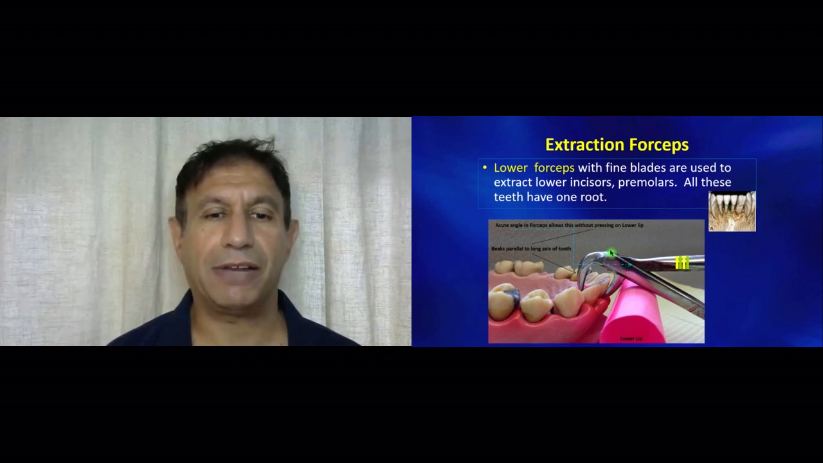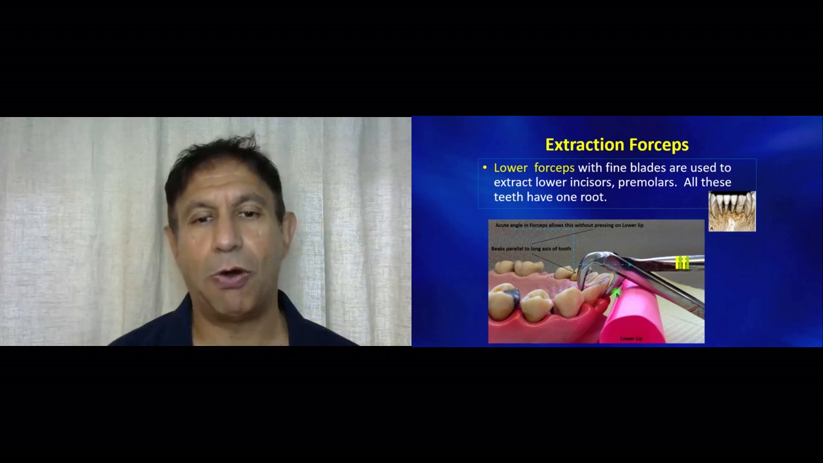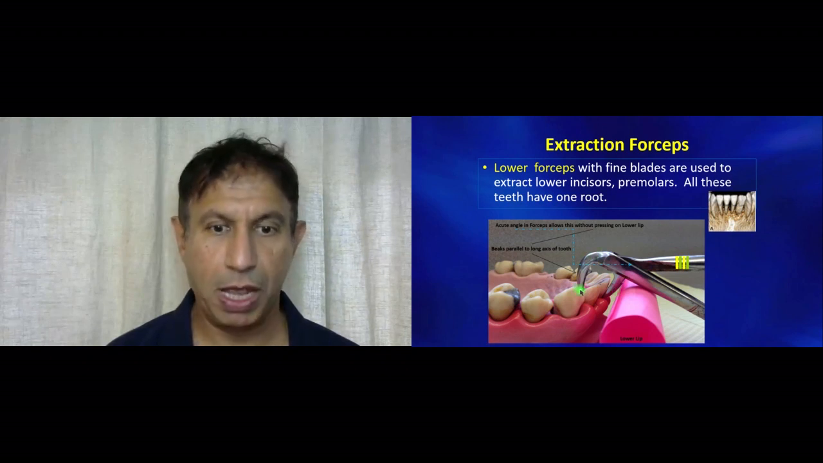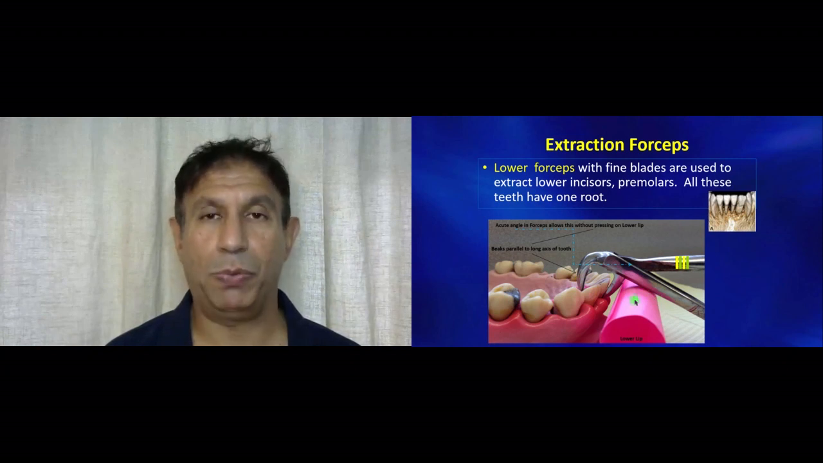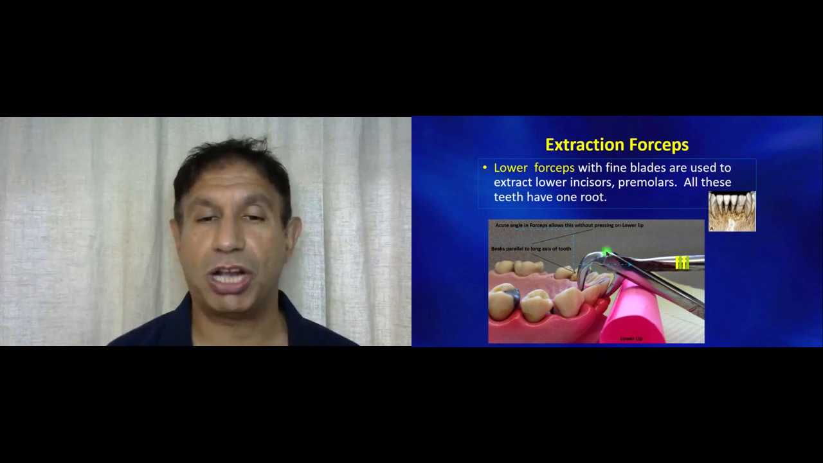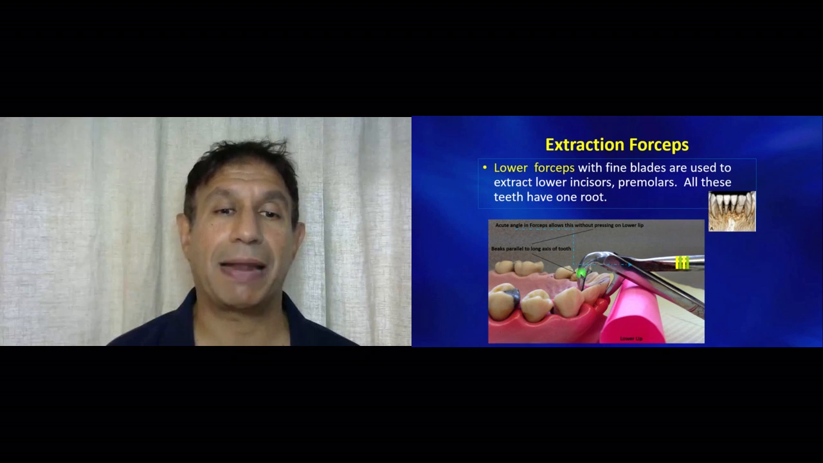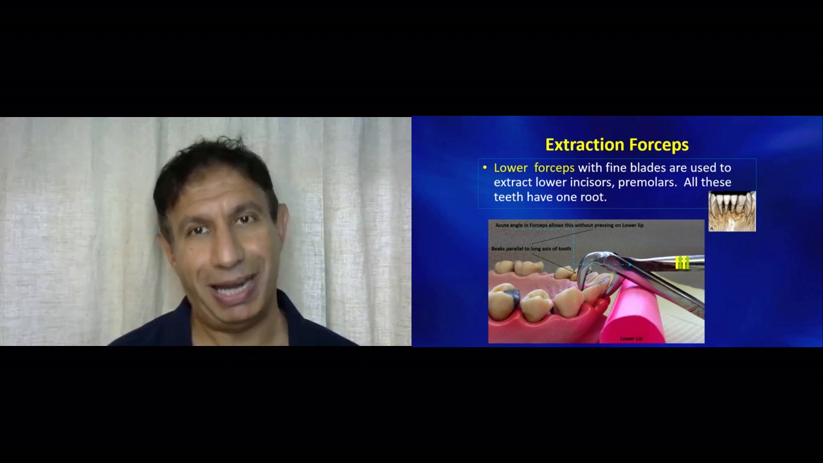So lower anterior forceps have got slender beaks. These beaks have to be parallel to the long axis of the tooth. However, in the lowers, you have the lower lip which will interfere with the forceps. Therefore, these and all lower forceps have got this very sharp bend so that the beaks can be parallel to the long axis of the tooth without damaging the lower lip.